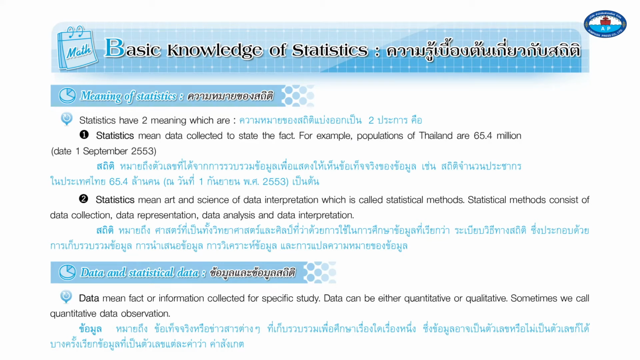Basic knowledge of statistics. Meaning of statistics. Statistics have two meanings, which are: 1. Statistics mean data collected to state the fact. For example, the population of Thailand is 65.4 million. Date: 1 September 2553.